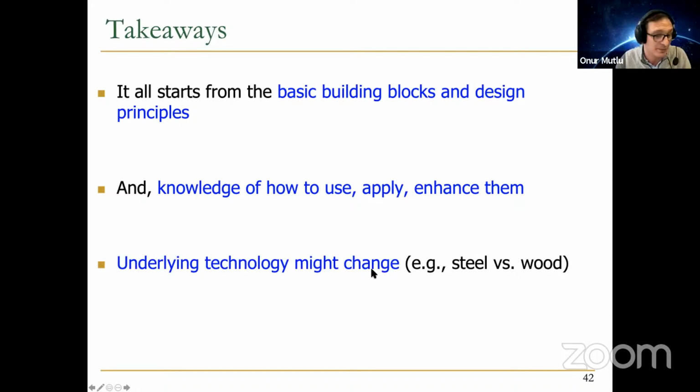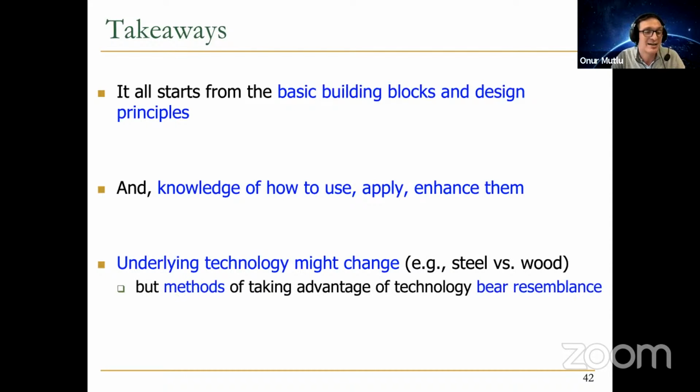This is true for, again, computing architecture as well as building architecture. In building architecture, for example, you may have steel versus wood, but in computing architecture, you may have, I don't know, mechanical systems versus electrical systems versus quantum systems later on. Maybe phase change-based systems, etc. But methods of taking advantage of technology bear resemblance.